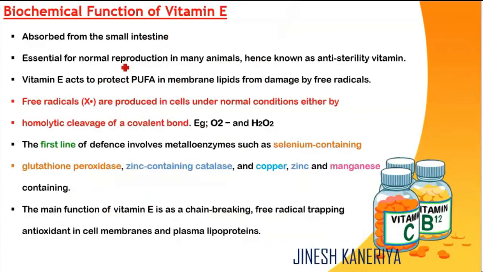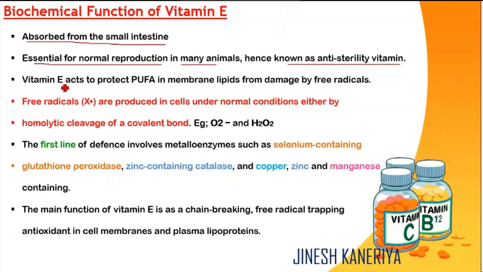So, the biochemical function of vitamin E. Vitamin E is absorbed from the small intestine and is essential for normal reproduction in many animals, so it is also known as an anti-sterility vitamin. The reproductive system depends on the amount of vitamin E available in the body.